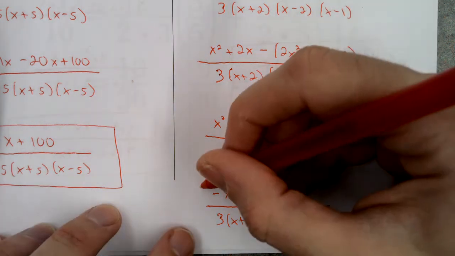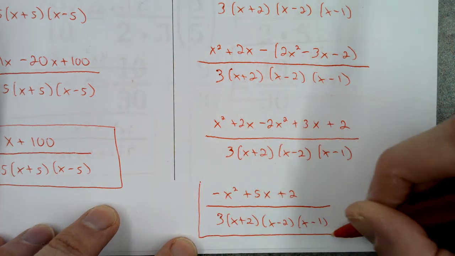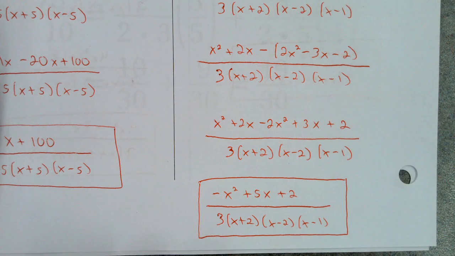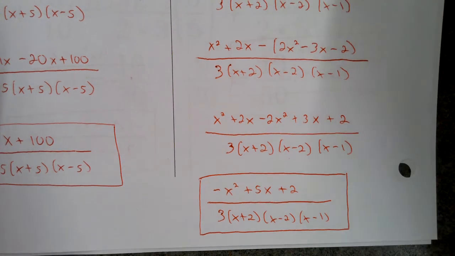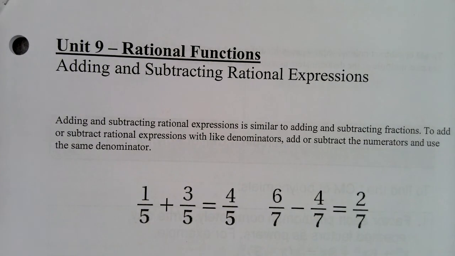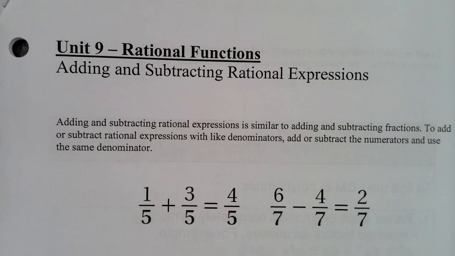And that's the end. You cannot simplify the numerator anymore. There's nothing else to divide out and simplify. You can leave the denominator like that. And that's the final answer. So as you can see, it's not easy to add or subtract rational expressions when you don't have a common denominator. But that is how you simplify those problems.